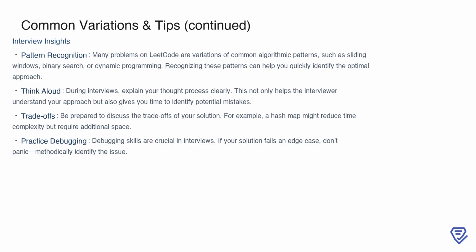Additionally, discussing trade-offs is important. For instance, you might use a hash map to reduce time complexity, but this could come at the cost of additional memory. Be prepared to explain these decisions. Lastly, strong debugging skills are critical. If your solution doesn't work as expected, don't panic. Instead, methodically trace through your code and identify the issue. This approach demonstrates composure and problem-solving ability, which are highly valued in interviews.